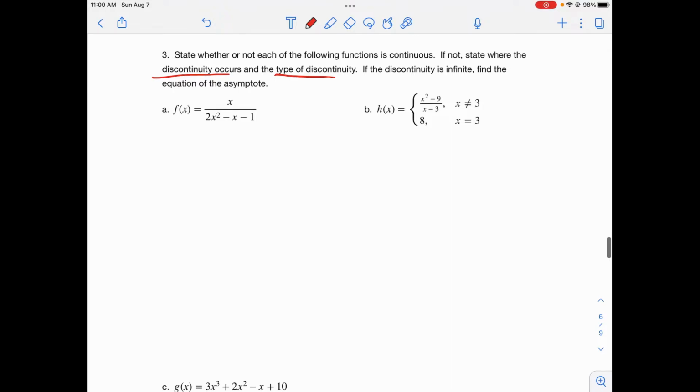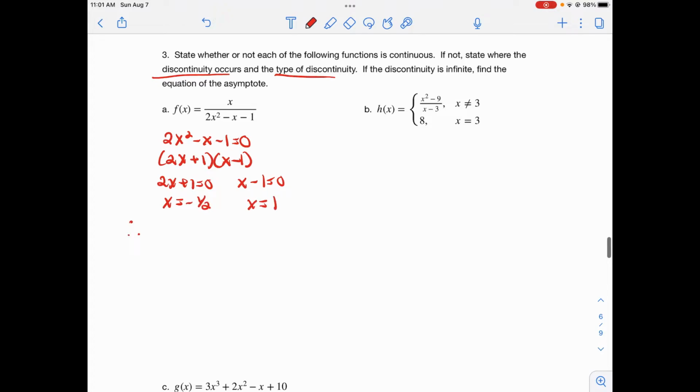This f of x for part A is a rational function. So points of discontinuity are where the denominator equals 0. Let's see if we can factor that denominator. It factors to 2x plus 1 and x minus 1. So setting this equal to 0, x equals negative 1/2, and x equals 1.